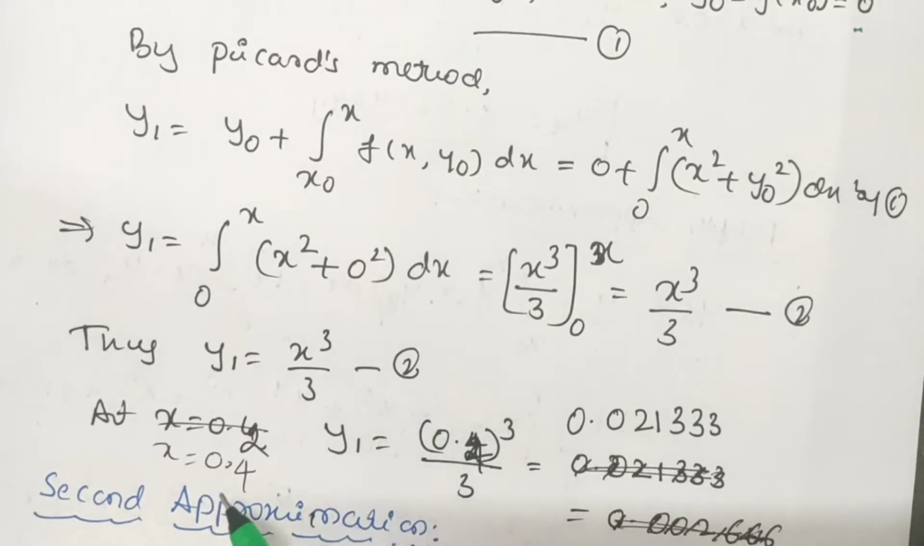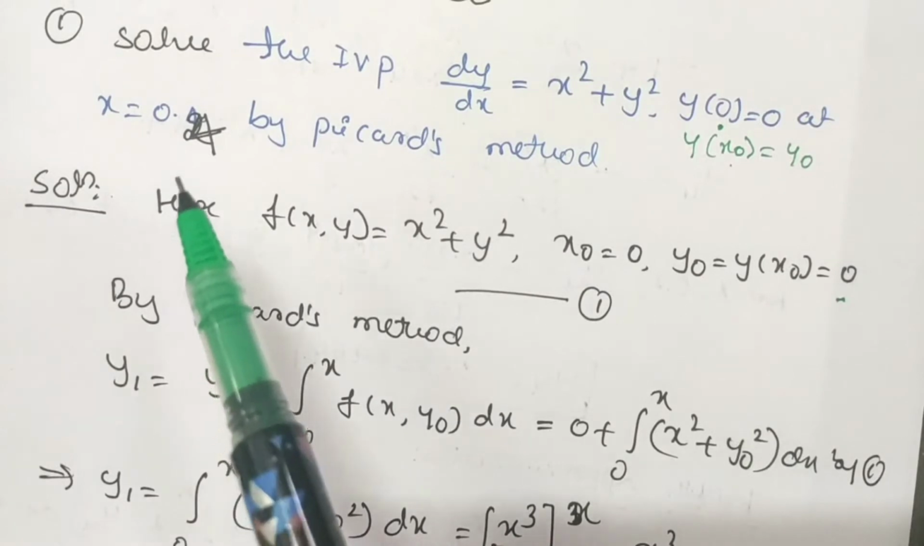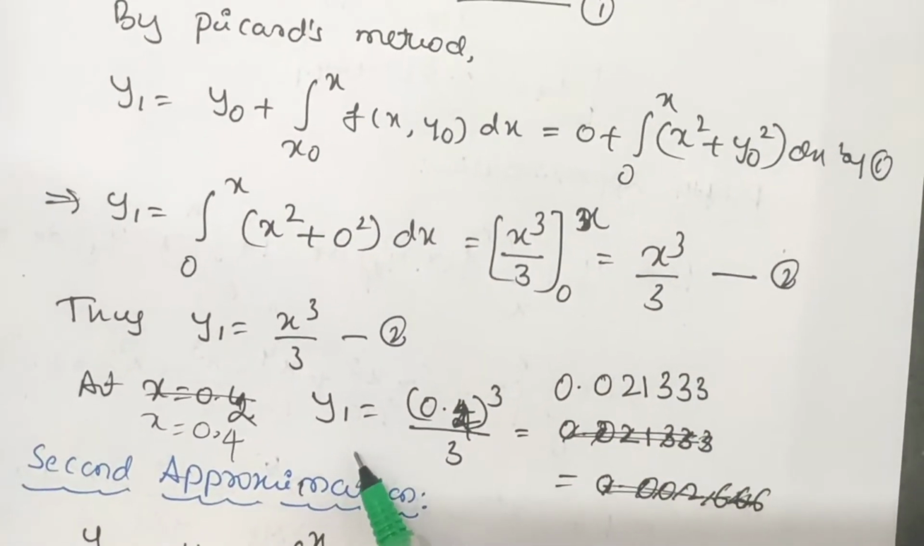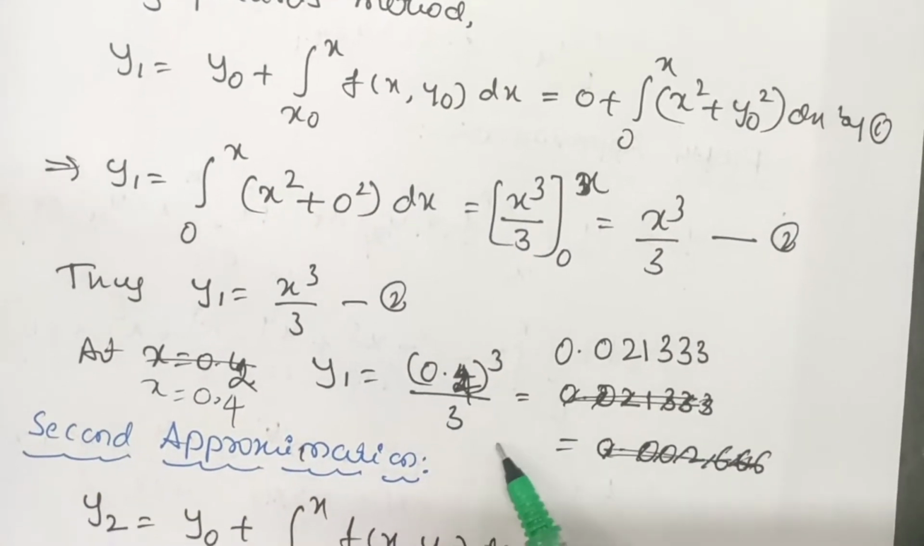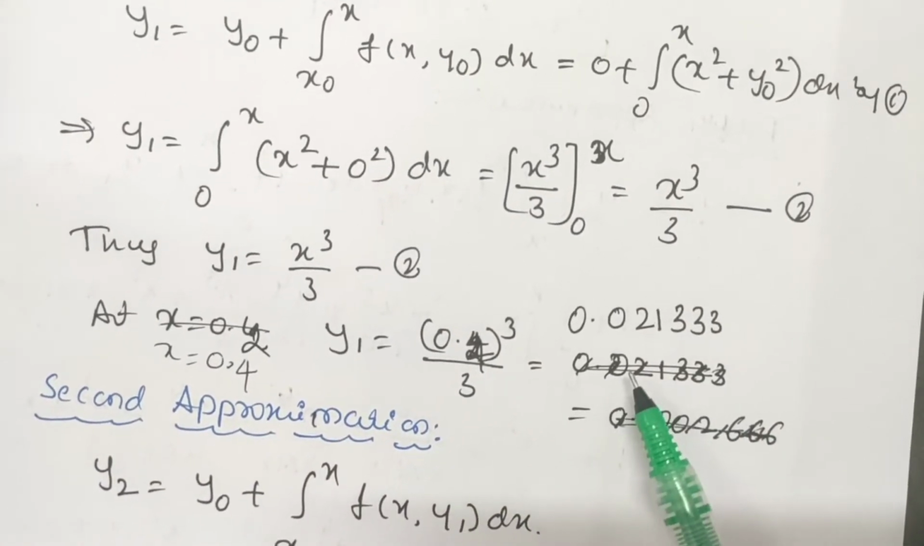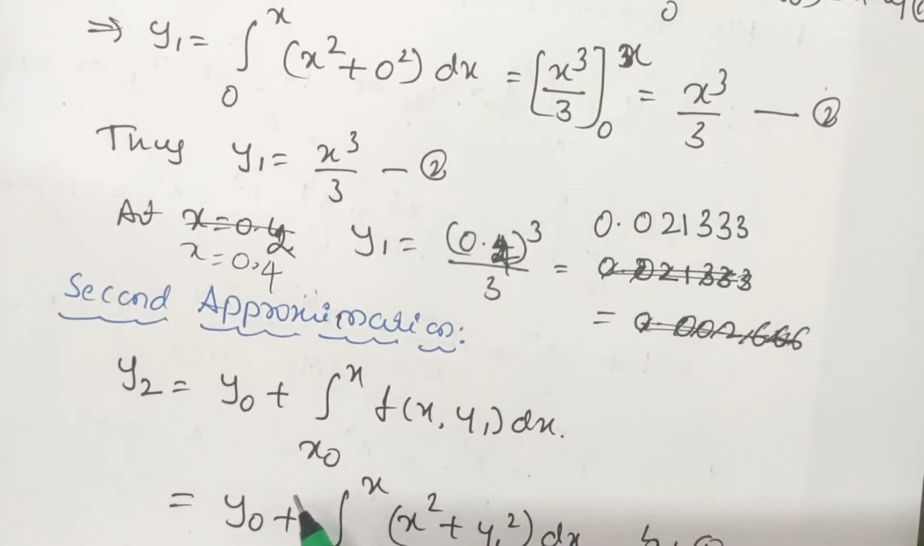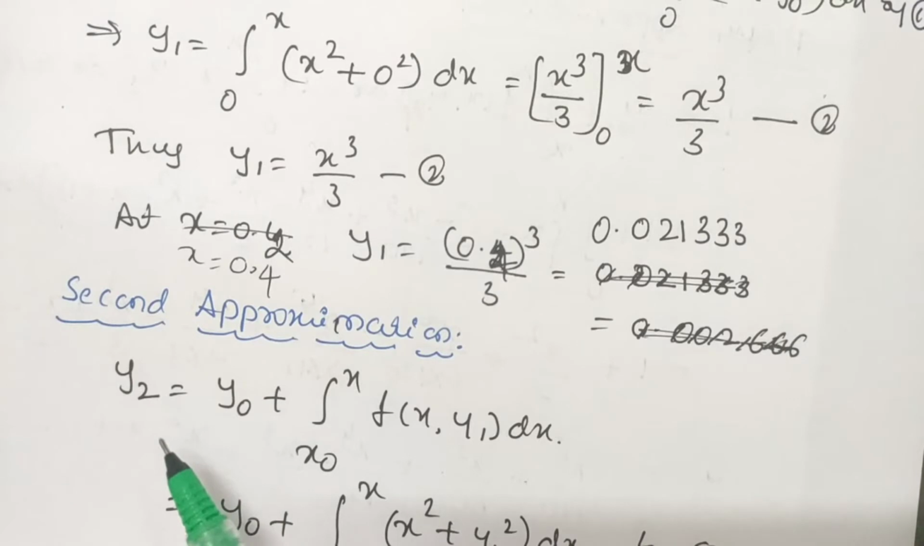And at the point 0.4, the value is y1 equals 0.4 whole cube divided by 3, and after simplification you will get 0.02133. So now let us find y2.